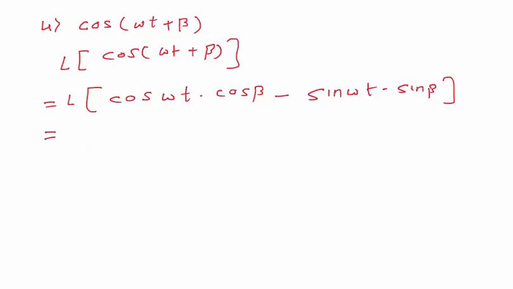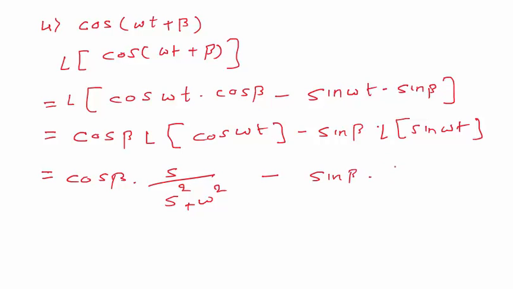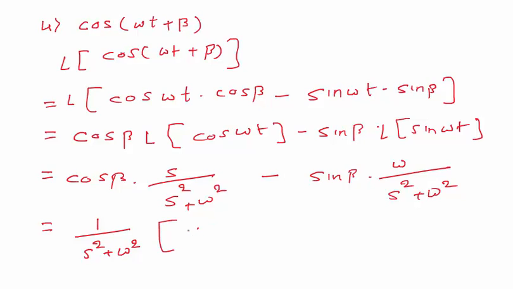Then by linearity property, I can split. I can say that cos β into Laplace of cos ωt minus sin β into Laplace of sin ωt. Cos β into Laplace of cos ωt will be s upon s² plus ω², minus sin β into, this is ω divided by s² plus ω². This equals 1 upon s² plus ω² into (s cos β minus ω sin β).